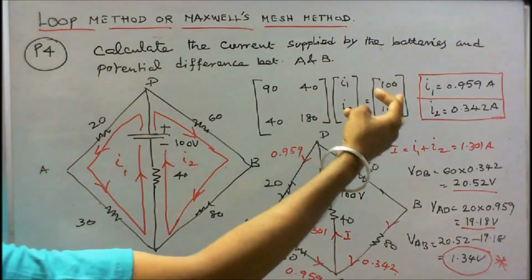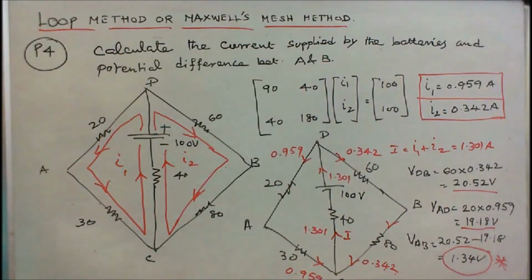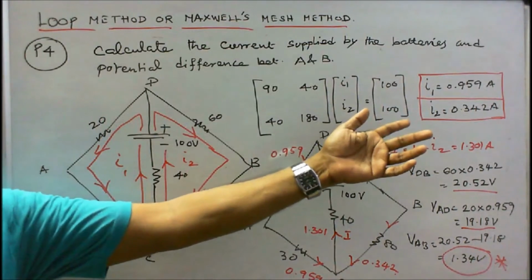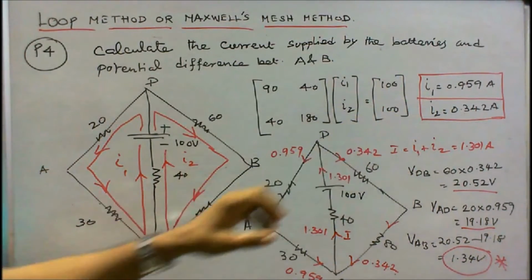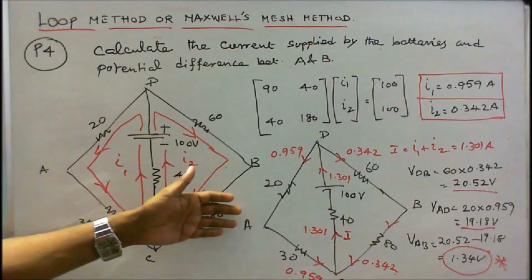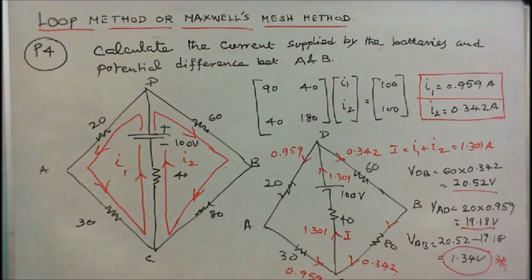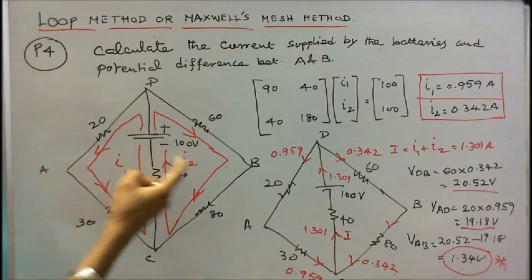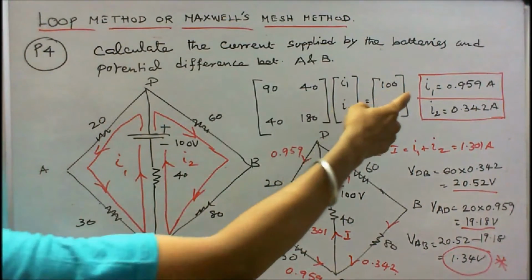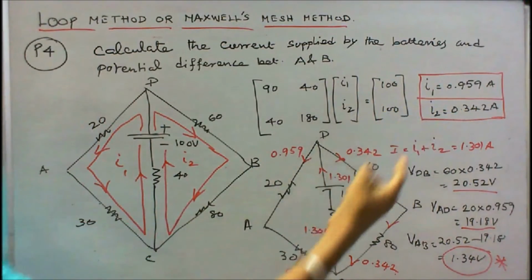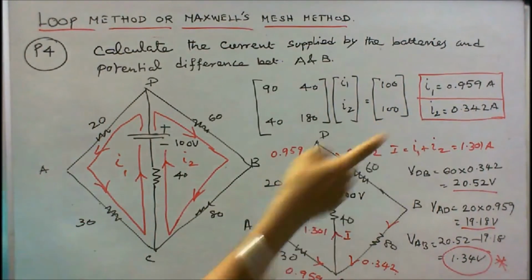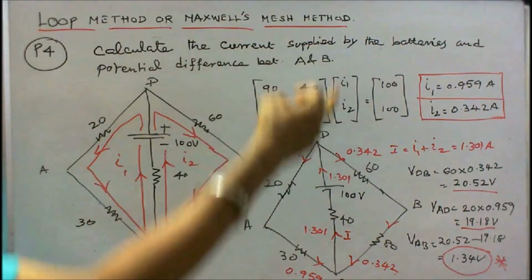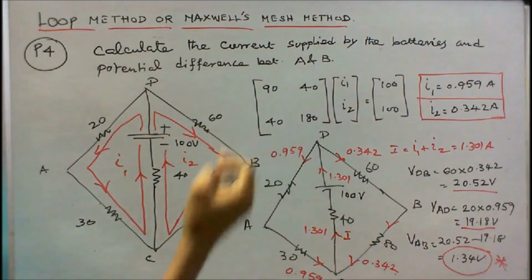I1 is equal to 0.959 amps. I2 is equal to 0.342 amps. I redraw the same diagram to check Kirchhoff's current law. Current supplied by the battery is equal to I1 plus I2. Therefore 0.959 plus 0.342, that is equal to 1.301 amps. Current supplied by the battery is 1.301 amps.